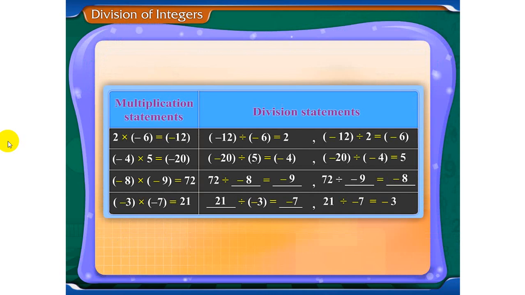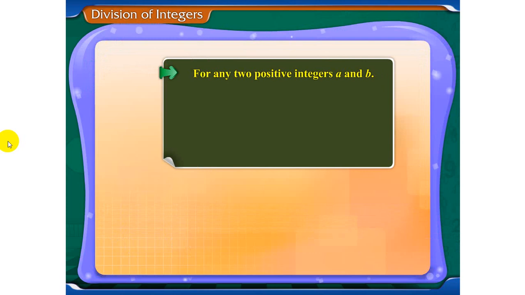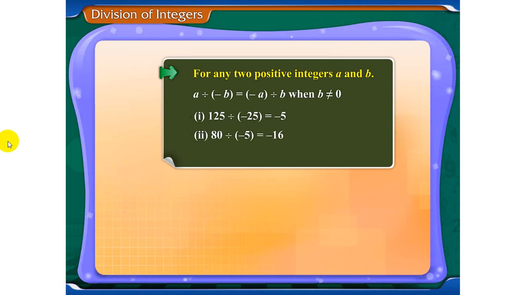Observe the examples in the given table. In general, for any 2 positive integers, a and b, a divided by minus b is equal to minus a divided by b, when b is not equal to 0. 1. 125 divided by minus 25 is equal to minus 5. 2. 80 divided by minus 5 is equal to minus 16. 3. 64 divided by minus 16 is equal to minus 4.